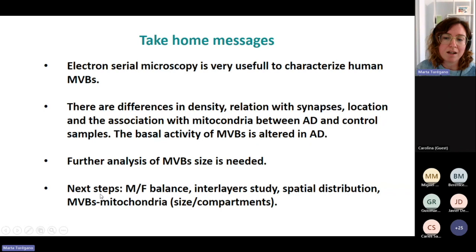And of course, we want to go deeper in the study of the relation with mitochondria, whether the size of these MVBs that are supporting mitochondria is different, or whether this relation is more frequently found in axons, dendrites, or glial compartments.